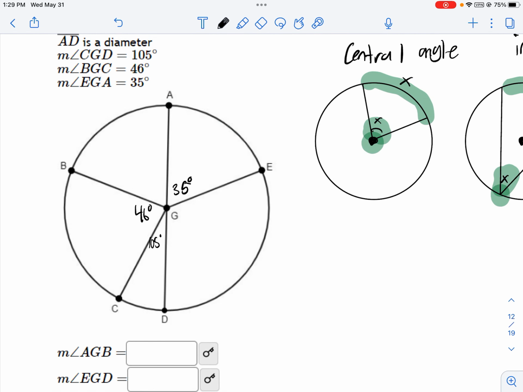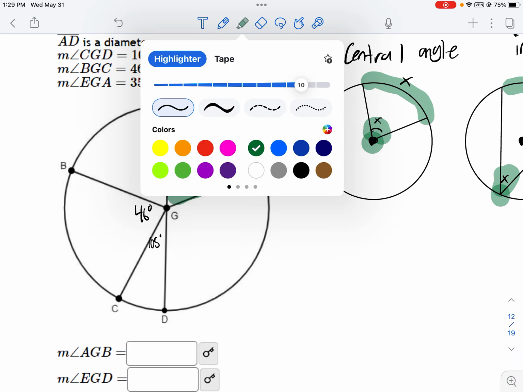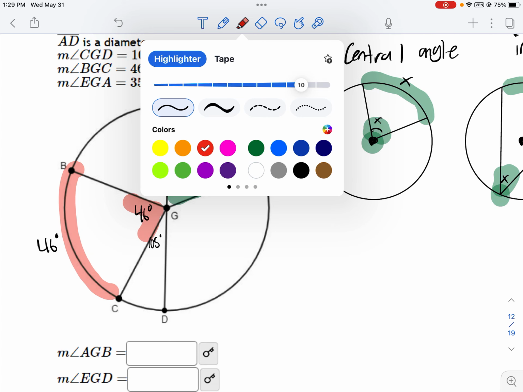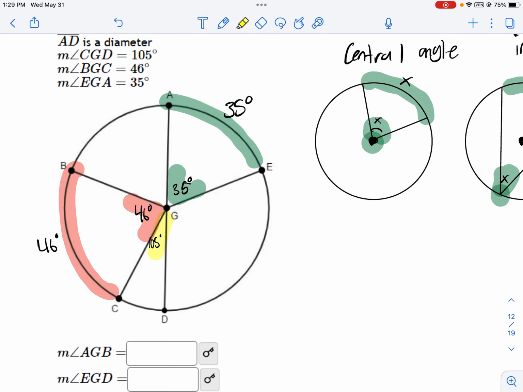Well, this one's actually not too bad to do, because first off, we know that these are all central angles, which means that they are equal to their respective arcs. So if this is 35, the arc is also 35 degrees. If the angle is 46 degrees, the measure of the arc will also be 46 degrees. Same thing, angle of 105, the arc has to be 105. Okay, and now how do we find the remaining portions?